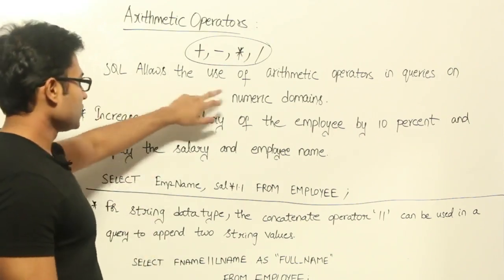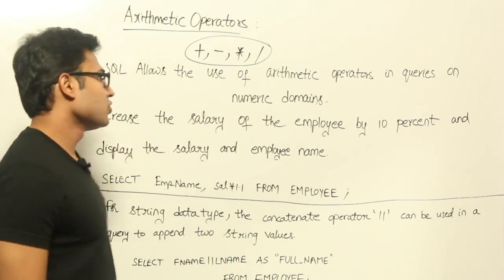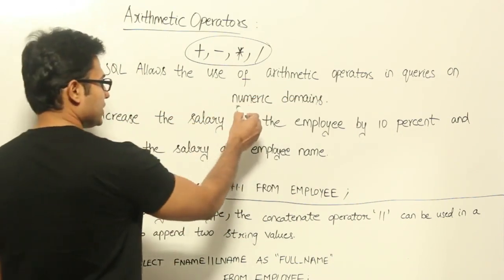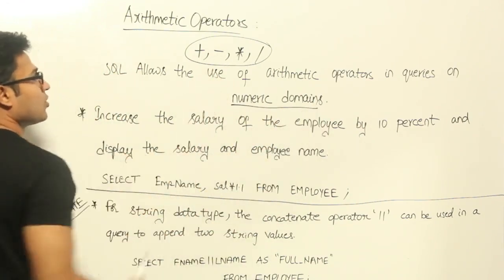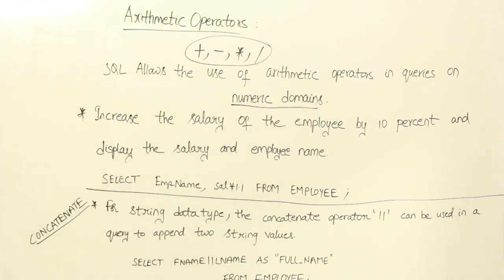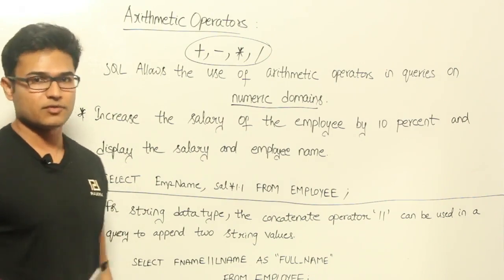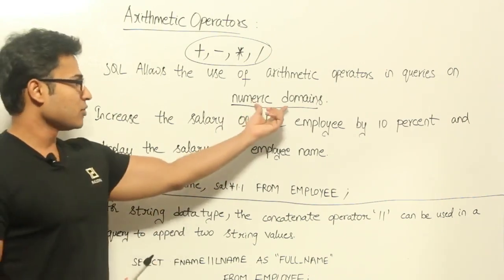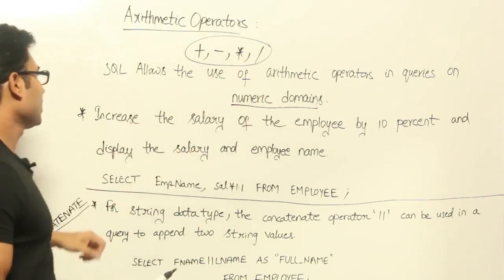So SQL allows the use of arithmetic operators on queries on numeric domains. The only condition you should check is whether the domain that you are trying to apply these arithmetic operators on is numeric or not. The reason is you cannot add, subtract, multiply or divide something which is not a number. So for that reason, the domain of the attribute on which you are going to apply these operators has to be numeric. Got it?